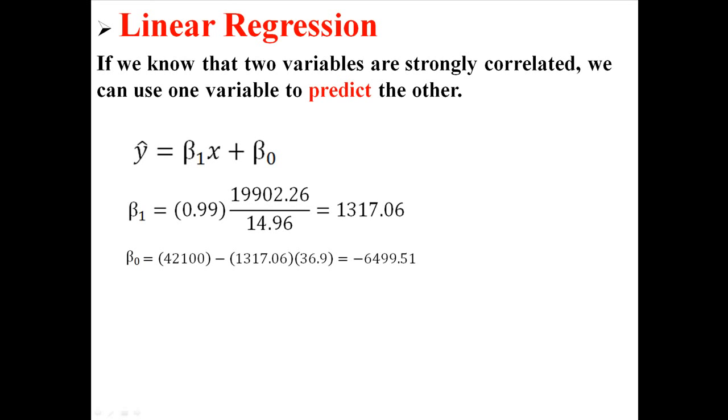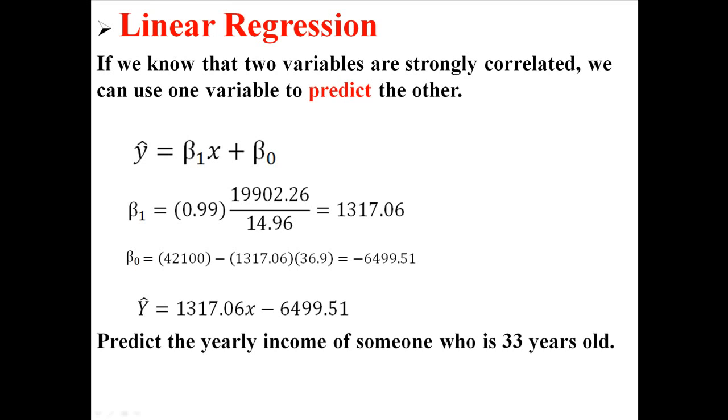Now going back to this original equation, we can replace the 2 betas, which we now know. So we get an equation that looks something like this, where our predicted y is equal to 1,317.06x minus 6,499.51. We did this because using this equation, we can plug in any x we want and then solve for y, and that's what we would predict y to be.